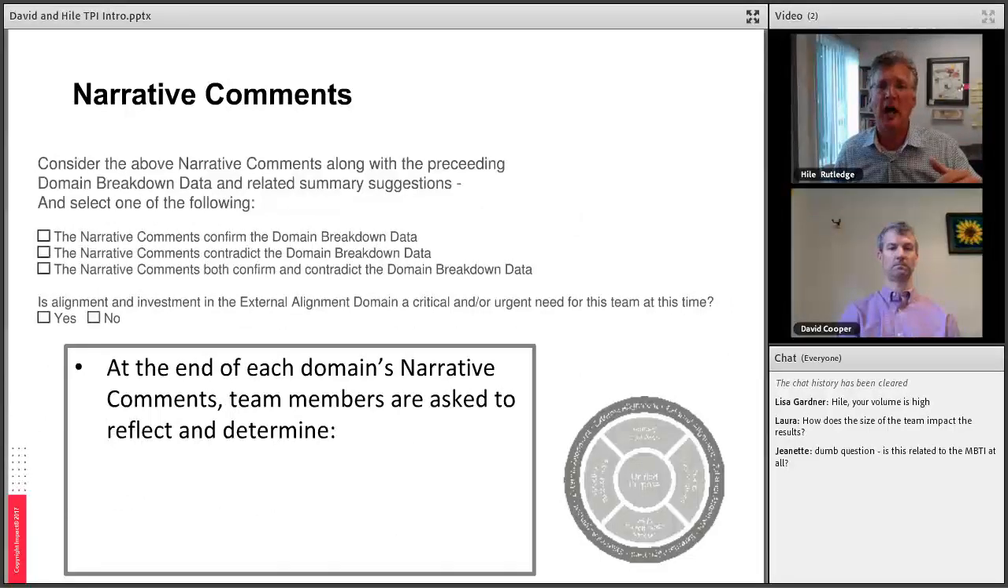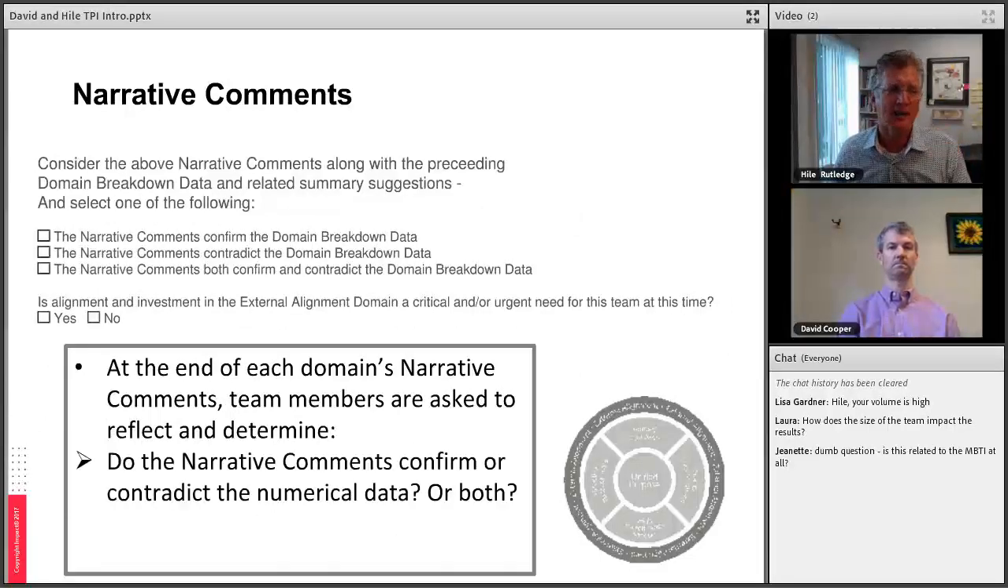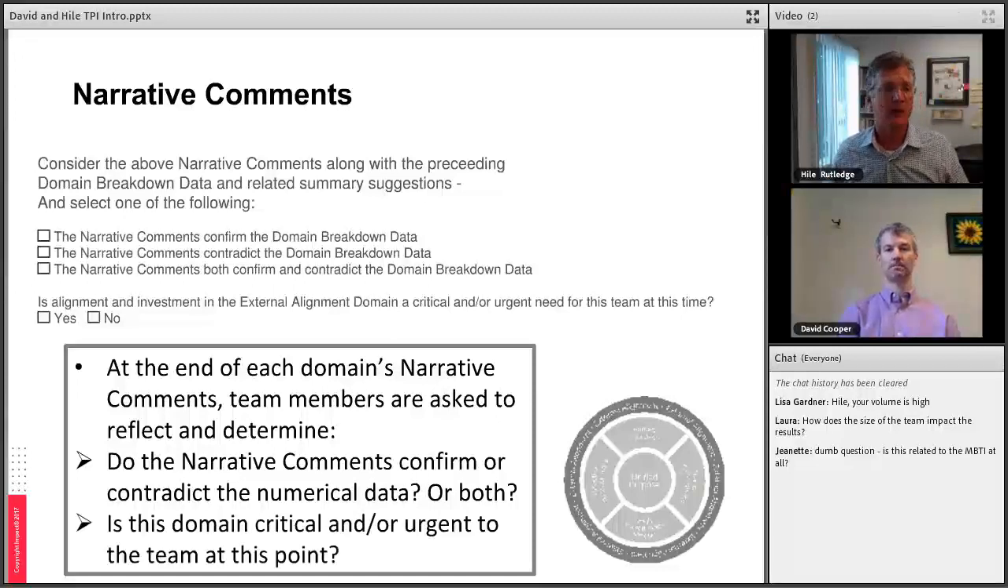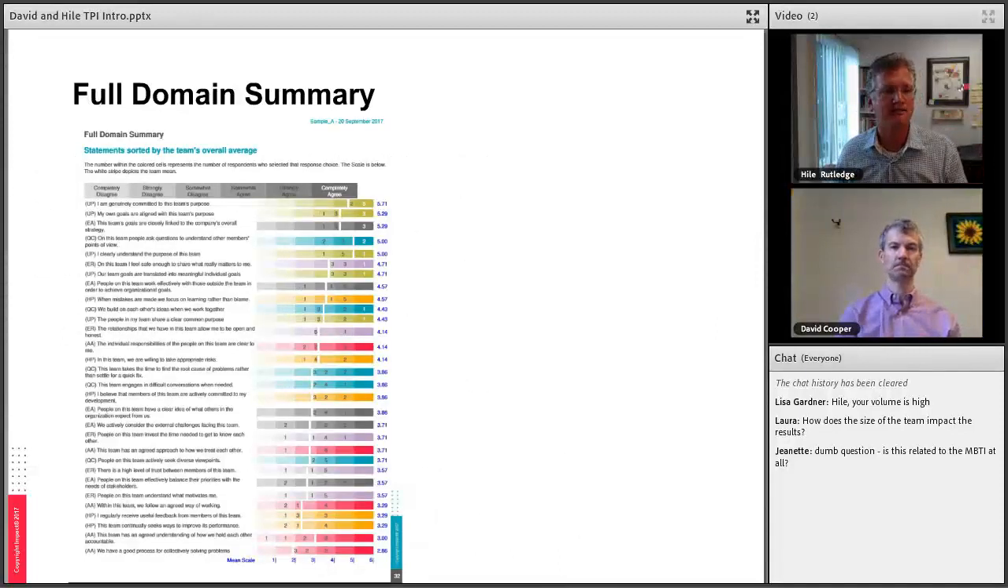At the end of the narrative comments of each domain, we again have these summary questions. Do the narrative comments confirm or contradict the numerical data, or both? I've had narrative comments that actually seem to somewhat contradict or be held in tension with the numerical data, and sometimes they just reinforce. That's a really interesting conversation. And then also, is it critical or urgent? Sometimes some of these domains feel hot to touch, and others feel like nice to haves, and that's nice to know what's urgent and what isn't.